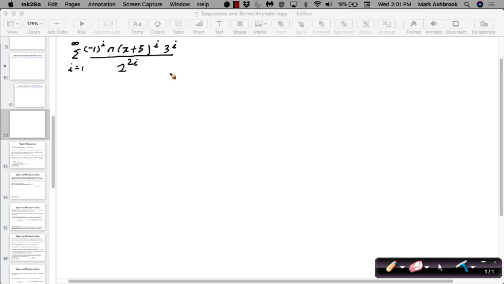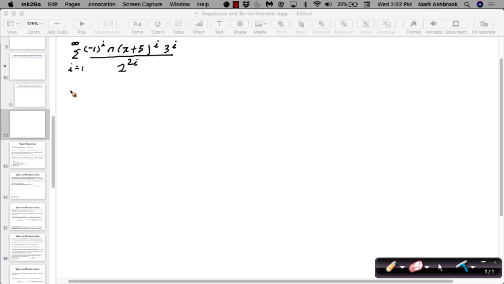Okay, so here's a power series. What makes it a power series? Yeah, it's like a function of x. So depending on different values of x, this series may converge or not. And the question is, for what values of x does it converge and for what values does it not converge?